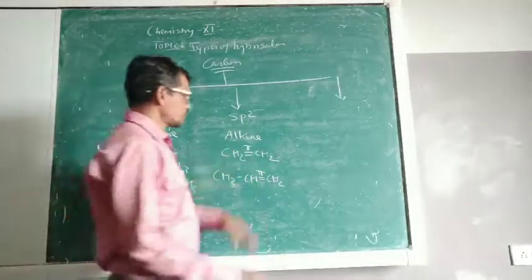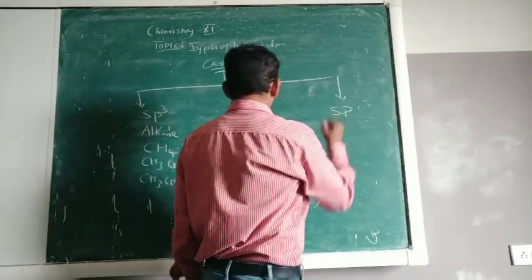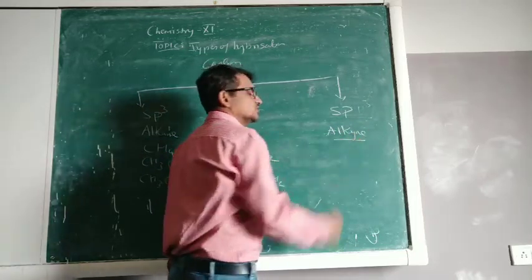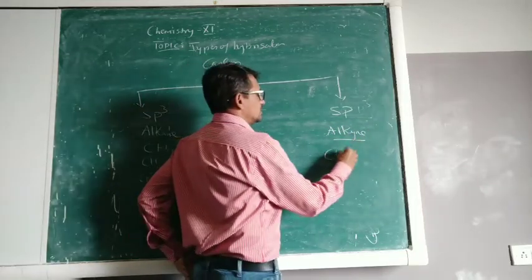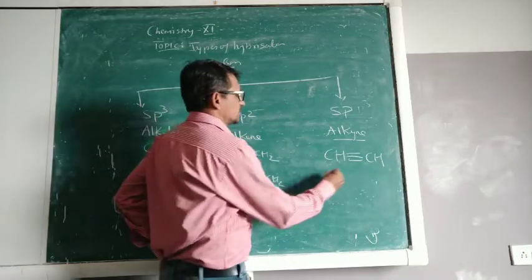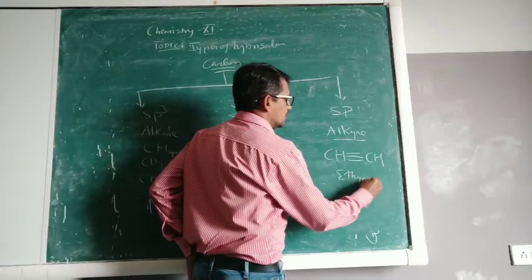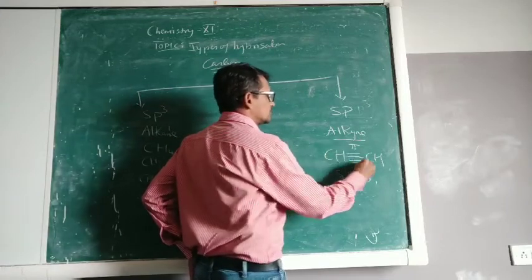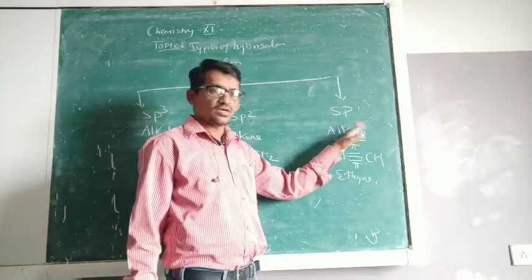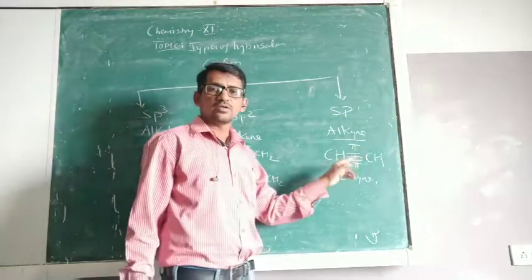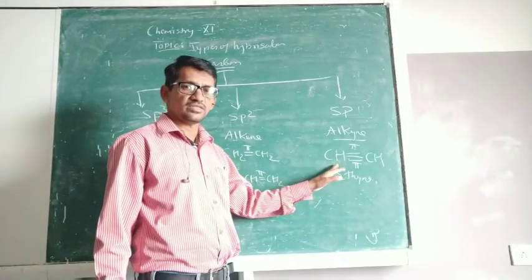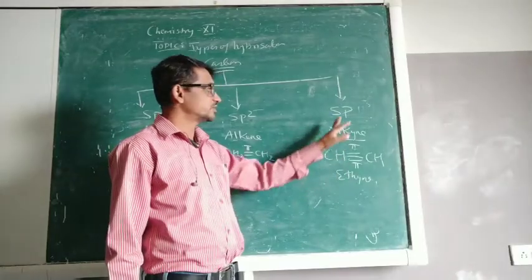Similarly, for sp hybridization, it is alkyne. Alkyne means a triple bond. This takes place in CH≡CH, ethyne. Here there are two pi bonds and one sigma bond. So that sigma bond will form sp hybridization. The other p orbitals are involved in pi bond formation, which is why you do not consider them in hybridization. So this is sp hybridization.